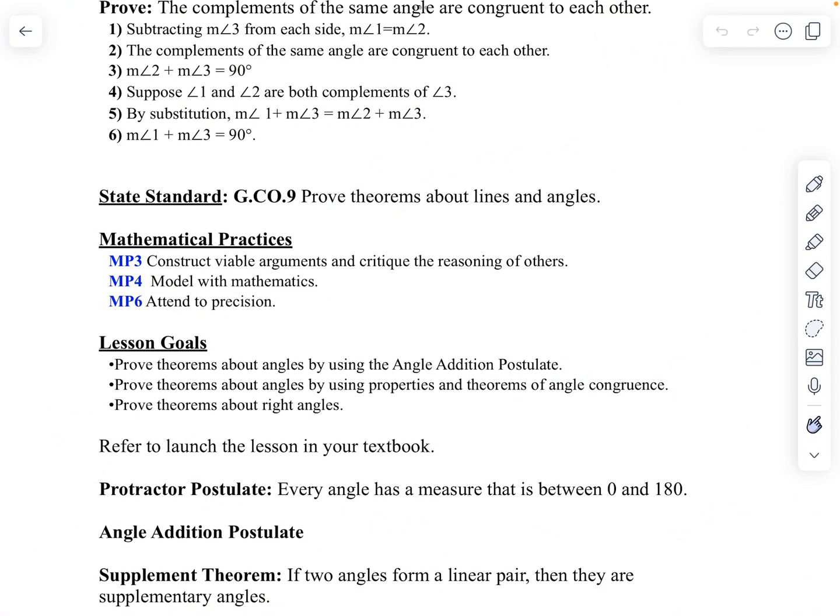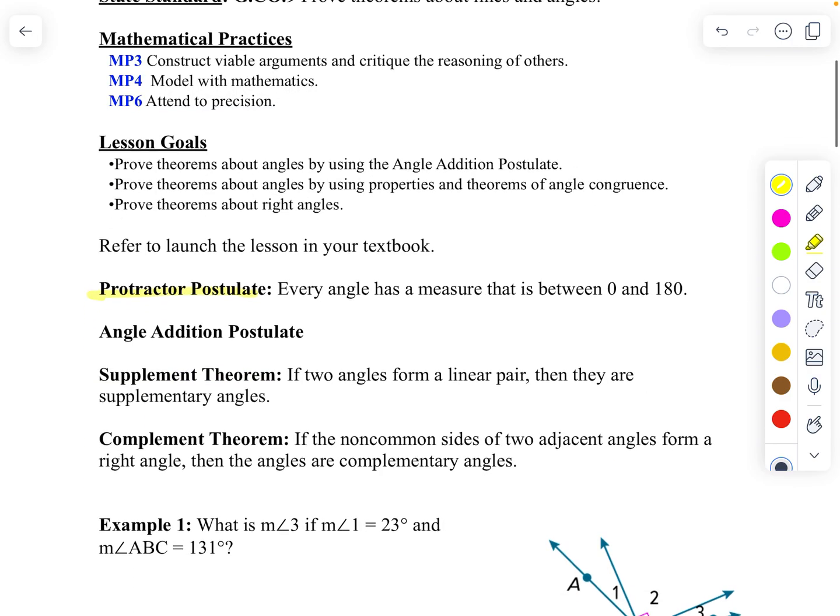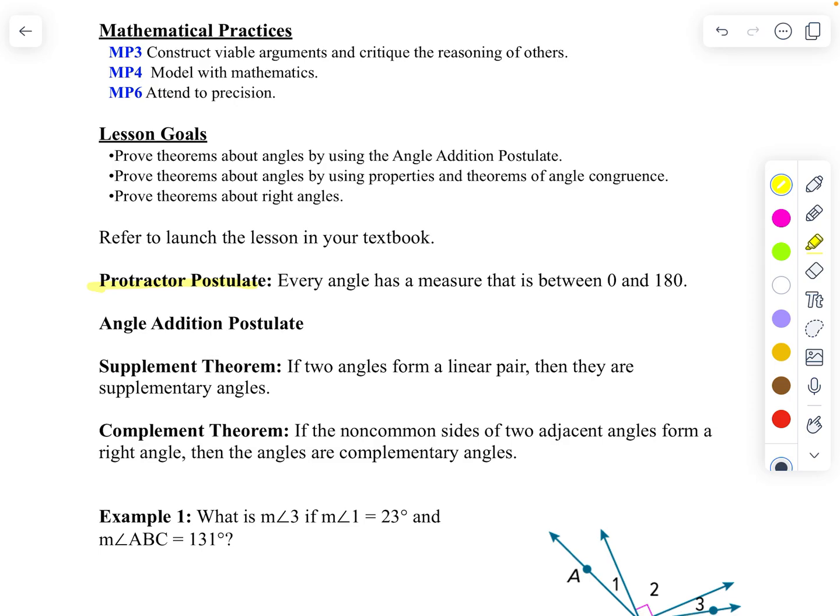The protractor postulate is a reason you can use on your proof, and what it says is that every angle we do in geometry is between 0 and 180. When you move into Algebra 2, you'll learn how to measure angles in different ways that are not between 0 and 180, but that's what we'll do. The angle addition postulate is just like the segment addition postulate. I'll write it down. We know the sum is equal to the parts as long as they're adjacent.